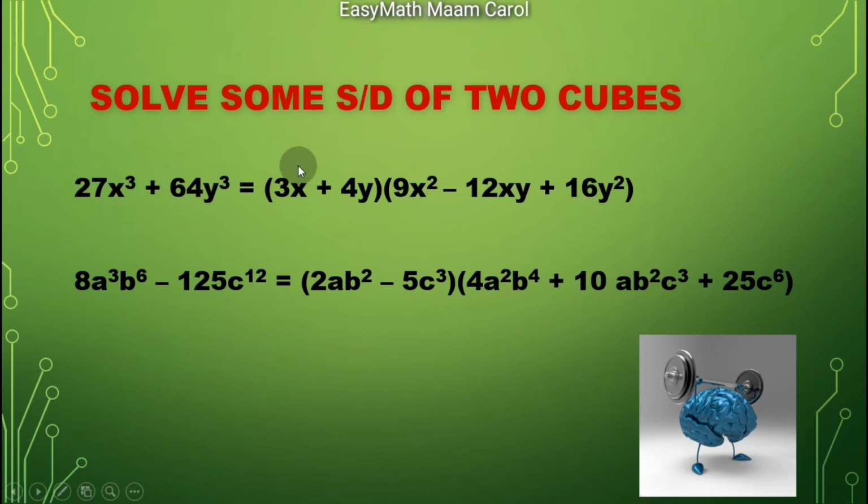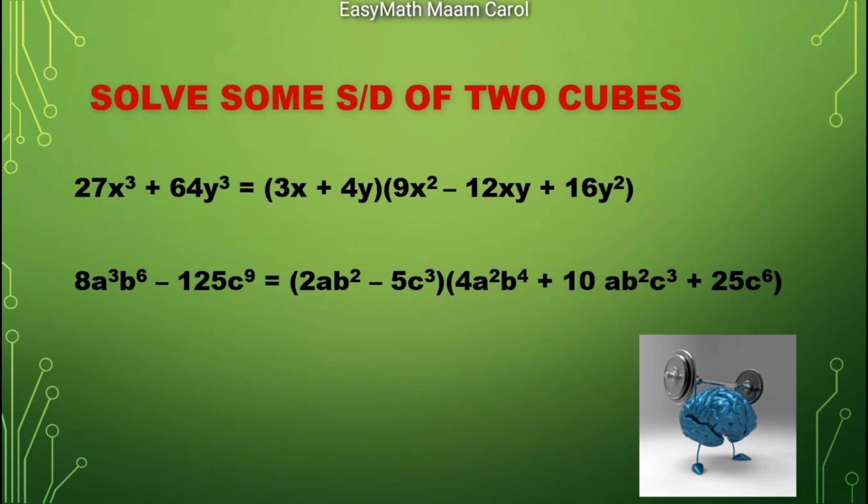So, how do we get this? You square this. 3x times 3x is 9x squared. You square this. 4y times 4y is 16y squared. And then, to get the middle term, you multiply this. 3 times 4 is 12. X times y is xy.